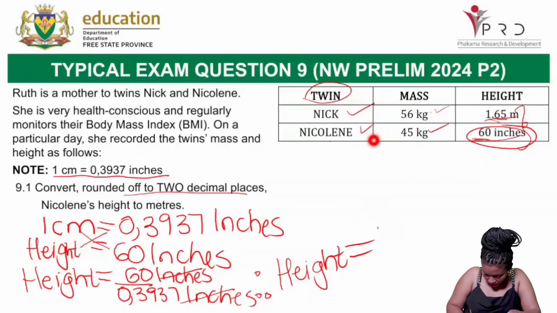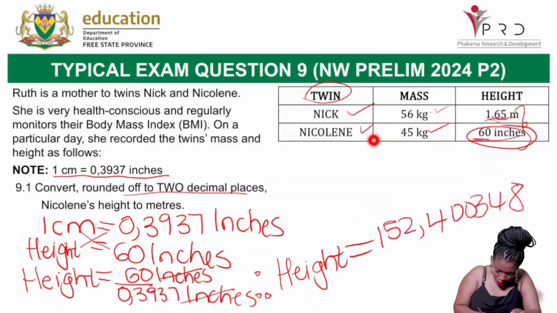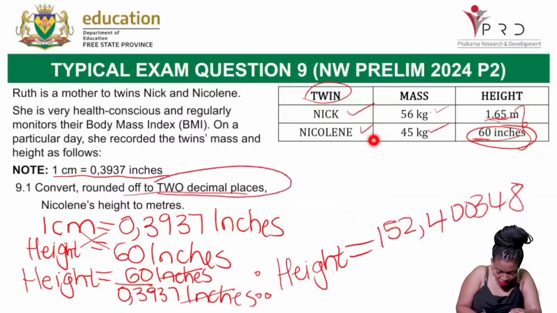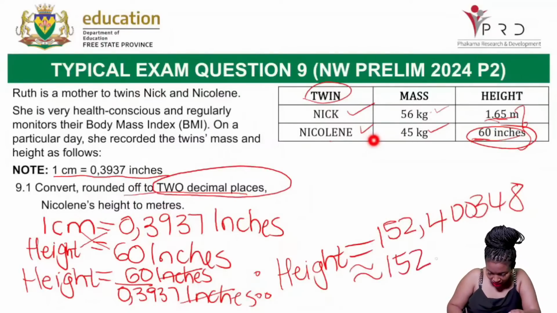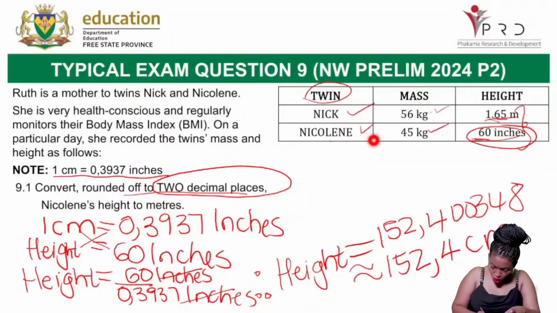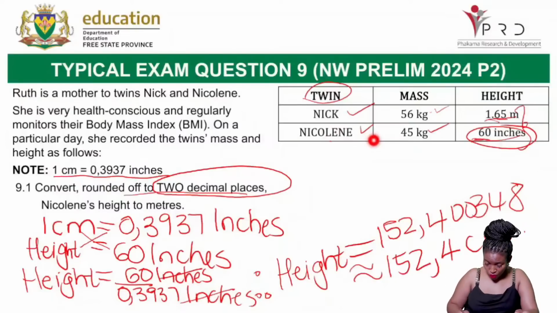The answer is 152.4000348. But what was the instruction? 2 decimal places. You see what I'm doing? I write the answer from the calculator as it is, then I write the rounded off answer. It is 152.4, but the unit is centimeters. Oh, they want the answer in meters. So you must still further convert.